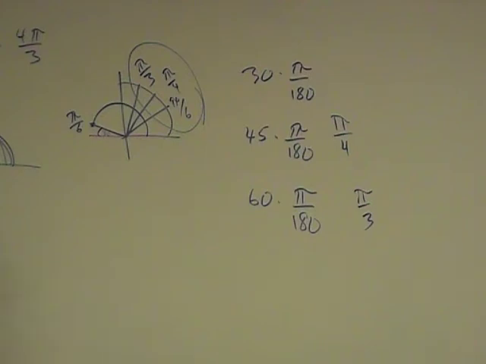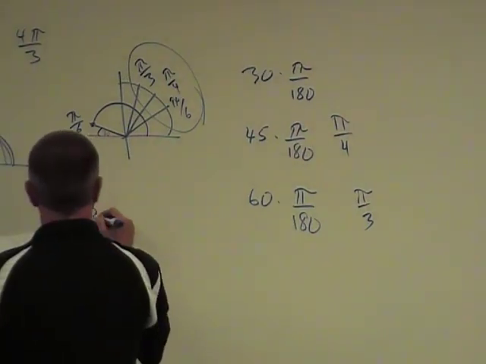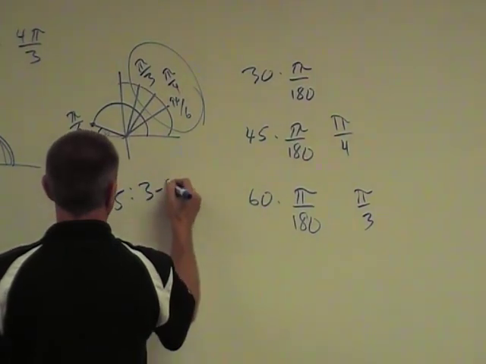All right. On the chart tomorrow, for this one, you would put 4 pi over 3 for 240 degrees. Okay? All right. Suffer through it. It's good for you. Page 375, 3 to 55 odds.